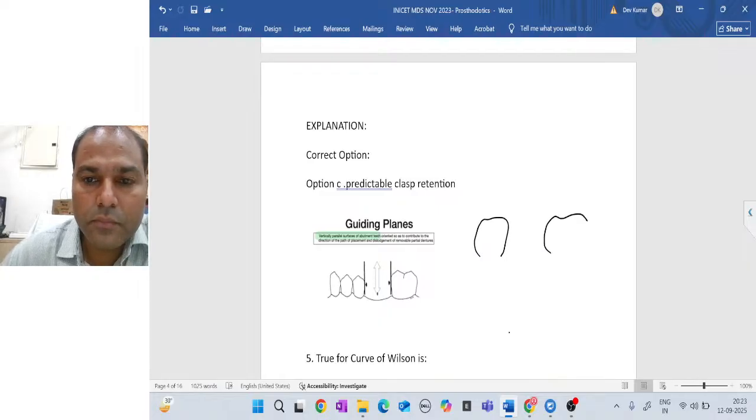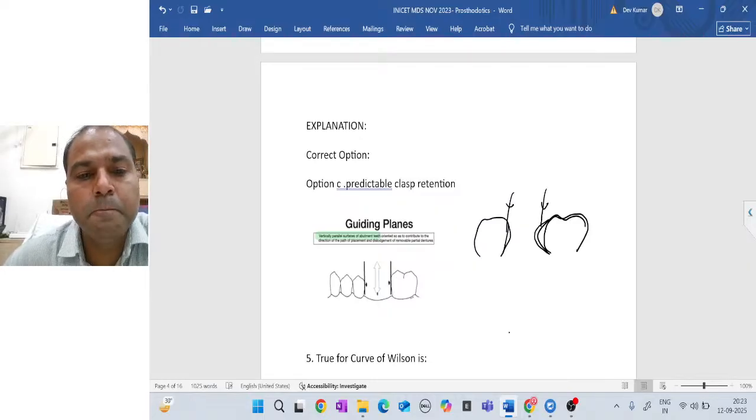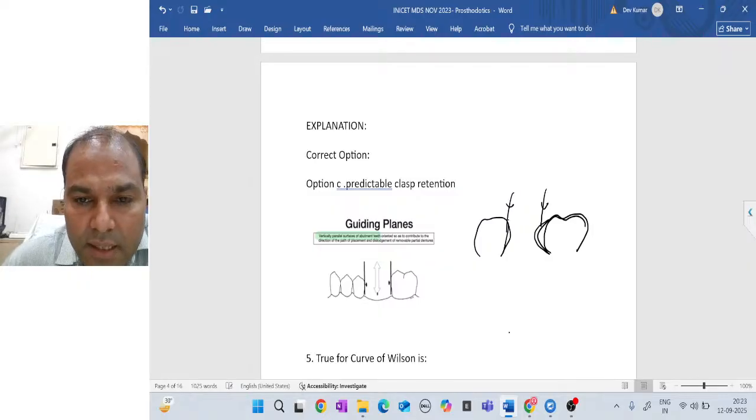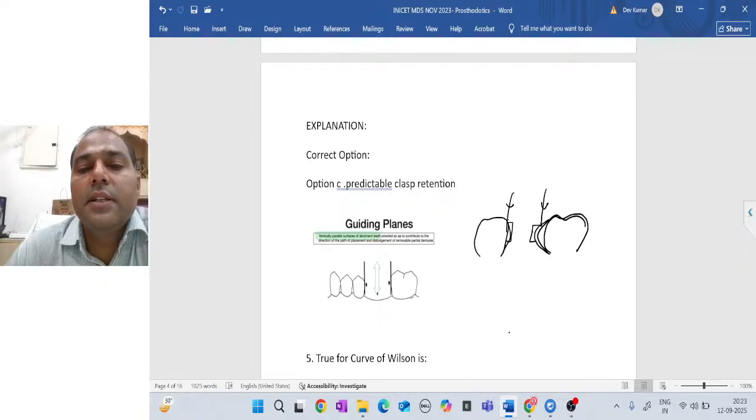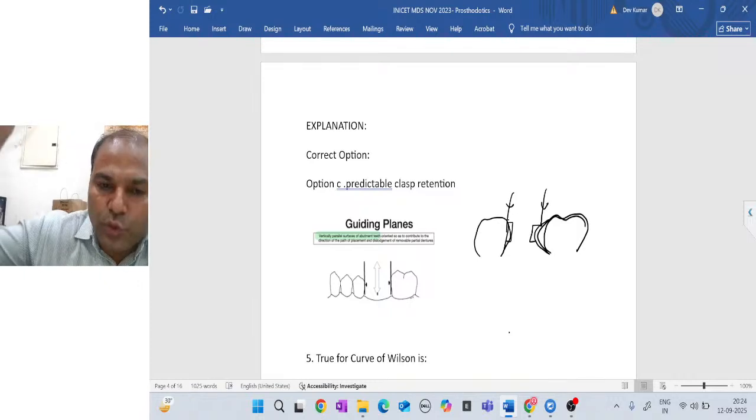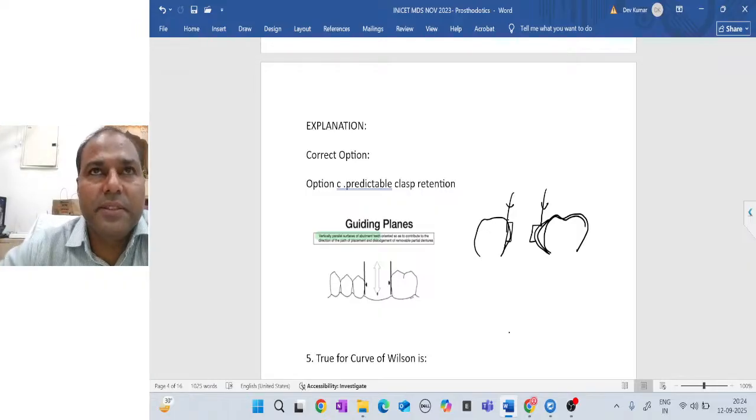So when we are, these are our convex tooth surfaces, right? So the RPD has to go between the two proximal surfaces. So we have to make these surfaces parallel to each other. So these are basically 2 to 3 parallel vertical surfaces that we need to create, so that you have a single path of insertion of the RPD, right?